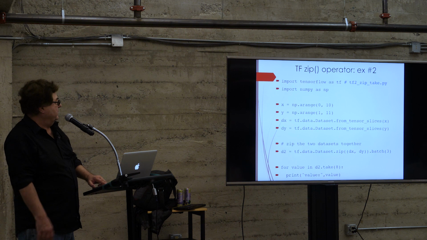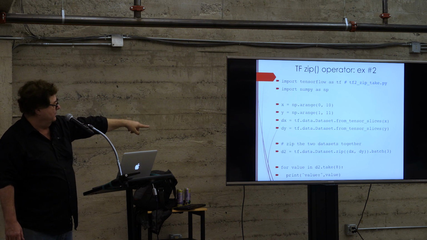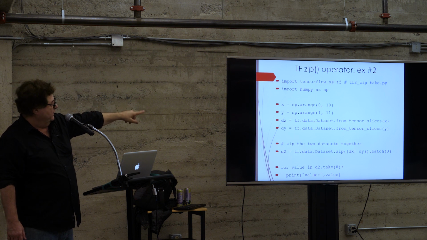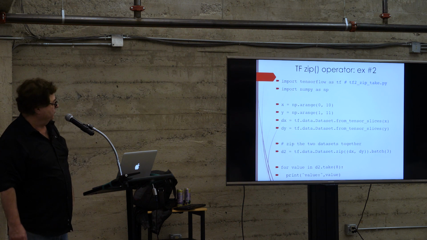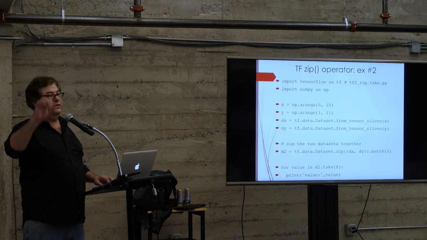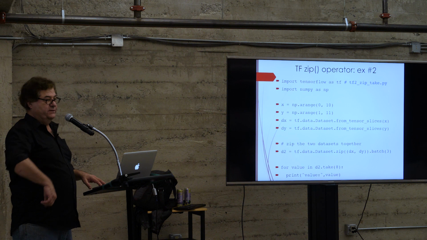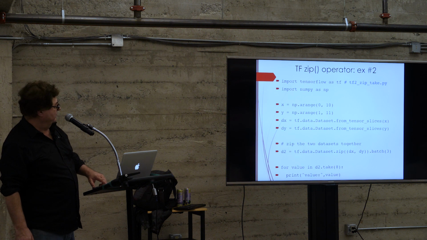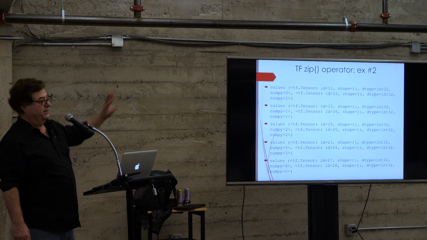Now, let's take a look at this one. Pretty much the same. We've got 0 to 10, 1 to 11. Oh, but now look, we've got dx, dy, the 2 data sets. D2 is a zip followed by a batch of 3. So what's going to happen? They're going to get multiple groups of 3 together of that output. It's not too nicely laid out, but that's what it is.